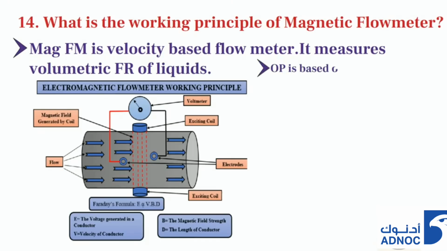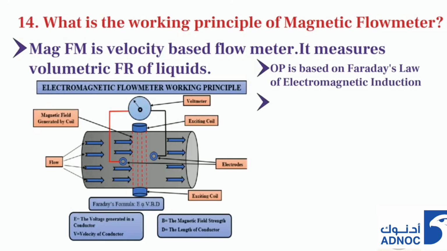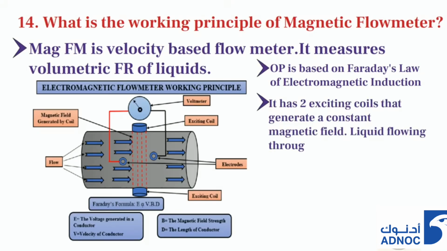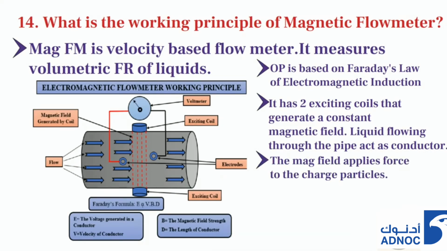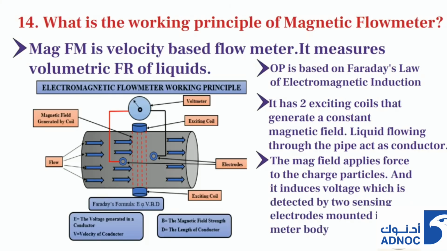Magnetic flowmeter's operating principle is based on Faraday's law of electromagnetic induction. Mag flowmeter has two exciting coils that generate a constant magnetic field, and liquid flowing through the pipe acts as a conductor. When conductive liquid such as water flows through the pipe or tube, the magnetic field applies force to the charged particles, which induces voltage which is detected by two sensing electrodes mounted in the mag flowmeter body.